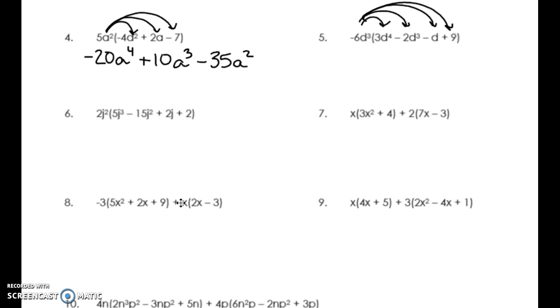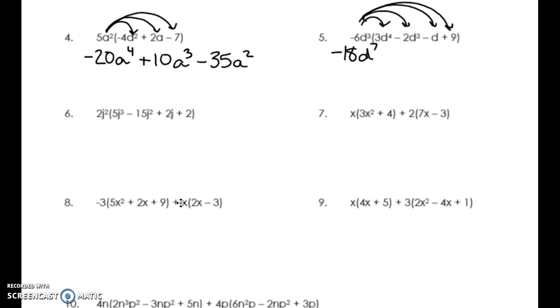First of all, look at the numbers. So negative 6 times 3 gives us negative 18. And then d to the third times d to the fourth, what does that give us? D to the seventh. Add them together. 3 plus 4 gives us 7.